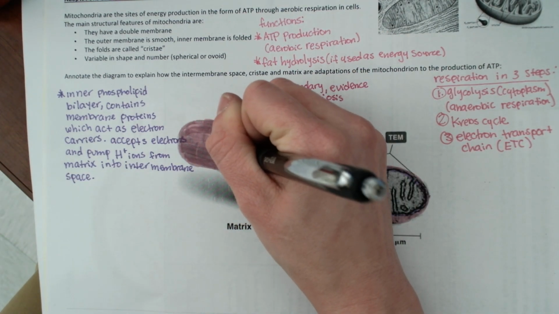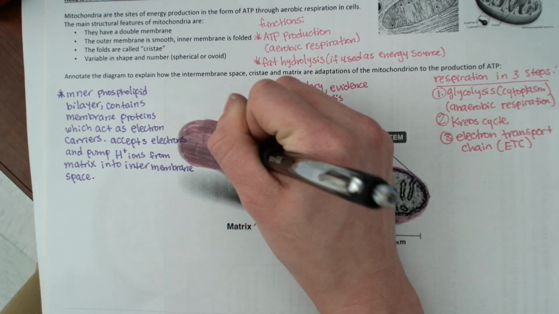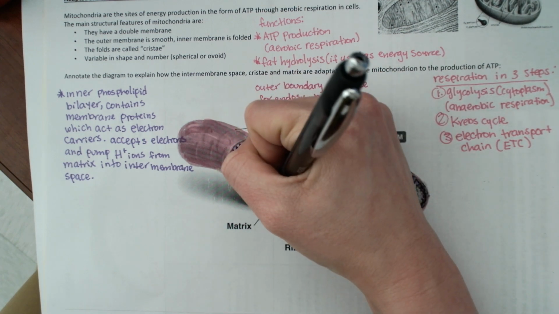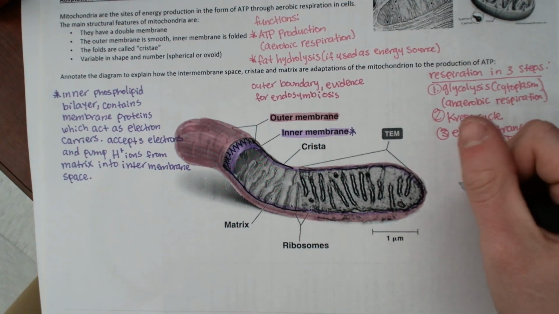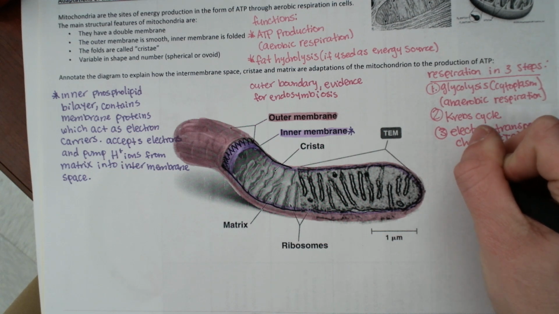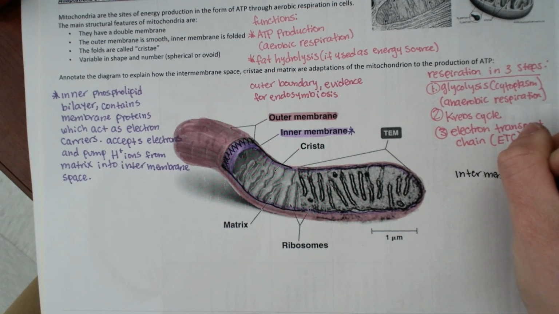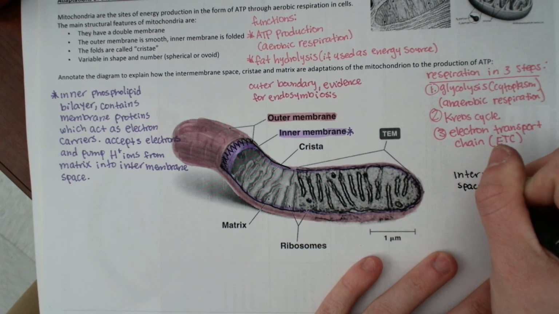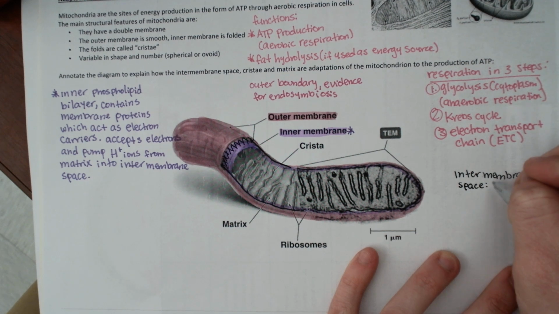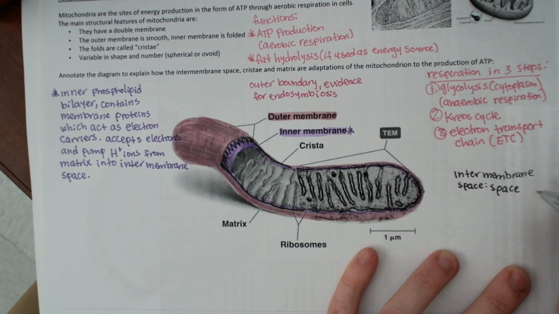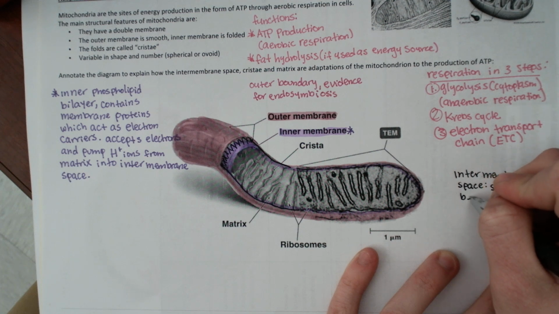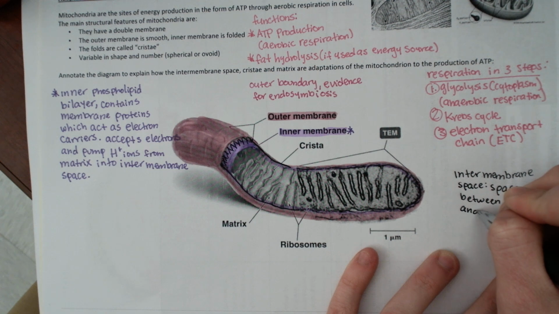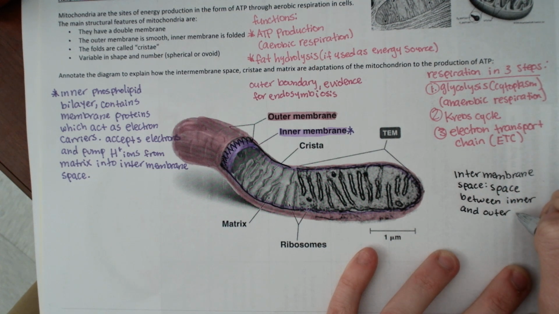Well, this is the space between the membranes. It's your intermembrane space. So your intermembrane space is quite literally the space in between them. Space between inner and outer membrane.